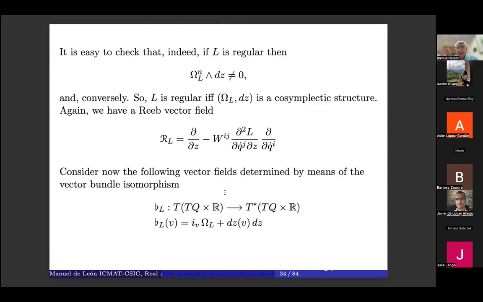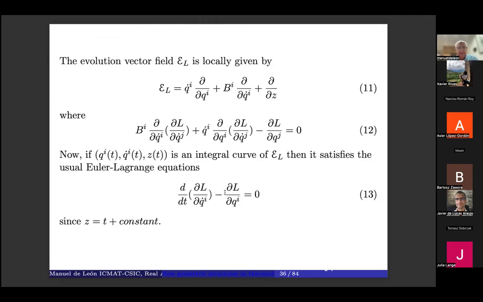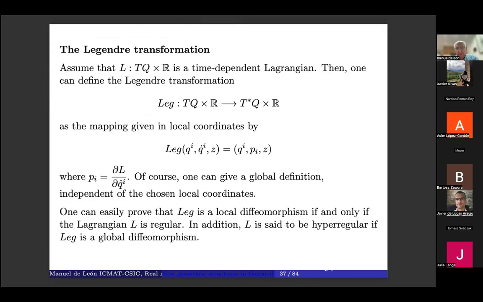If the Lagrangian is regular, then omega L, d zeta is a cosymplectic structure. We have the Reeb vector field and the three vector fields associated to the Lagrangian: the gradient, the Hamiltonian vector field, and the evolution vector field. Okay, and this is just the expression, and you recover that the integral curves of the evolution vector field are just the solutions of the Lagrange equations. So this is the Legendre transformation.